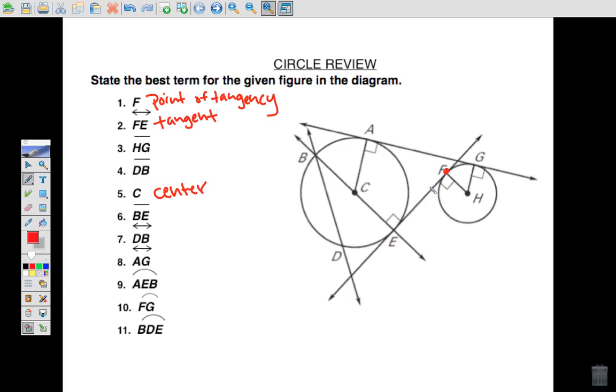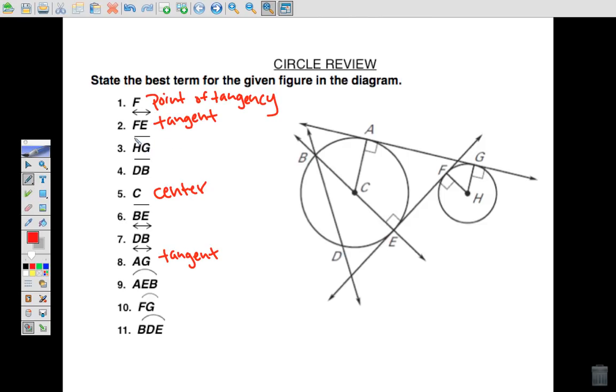We also have FE being tangent to this circle at point E. That's a point of tangency, but that's not a choice. AG, line AG, that is a tangent line. It has a point of tangency right there and right there. So if it had point A or point G, those would also be points of tangency. So let's see if AG, line AG, is right there. That is a tangent line as well.